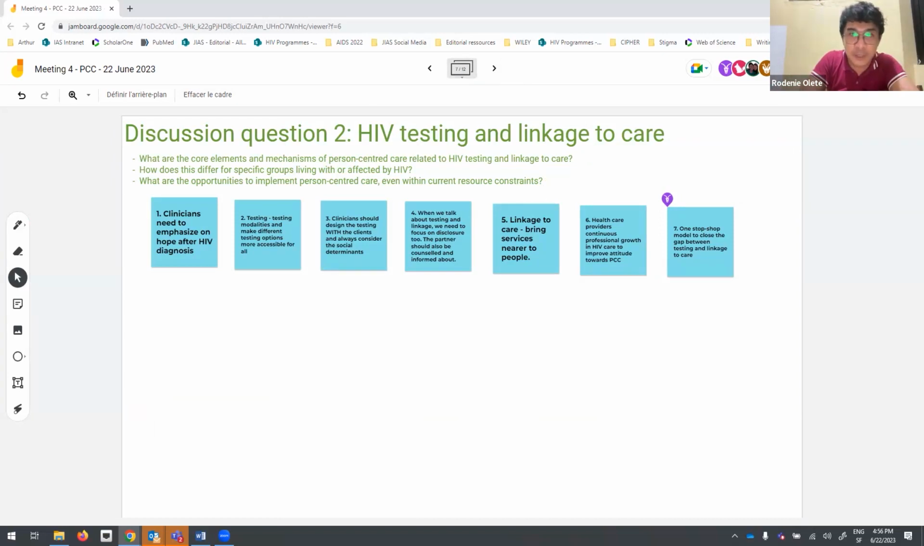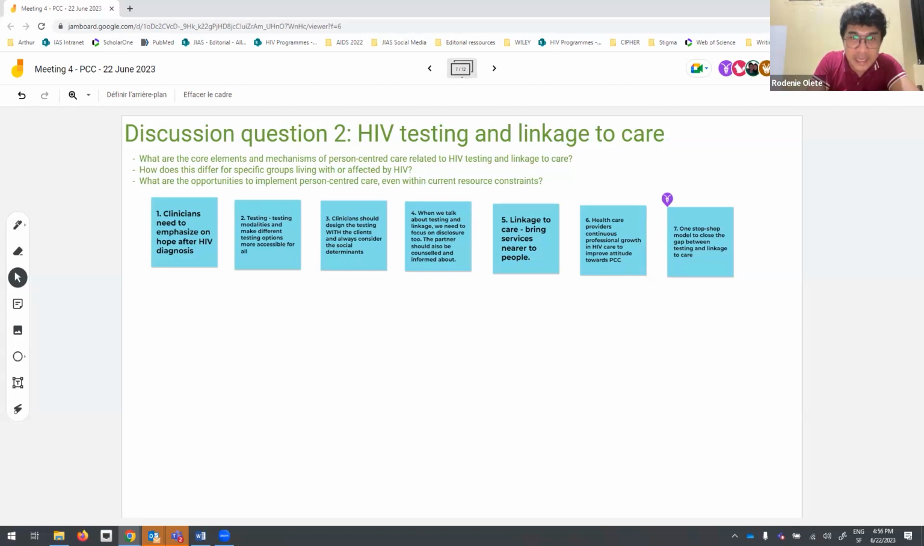Testing should also be widened in terms of its modalities so that everybody has options, such as self-testing and community-based testing, rather than heavily focused on facility-based testing. And then clinicians should also design the testing with the clients, and clients should always be part of the conversation involving the HIV testing framework and modalities. Then we talk about testing and linkage, and there's the need to focus on disclosure too.